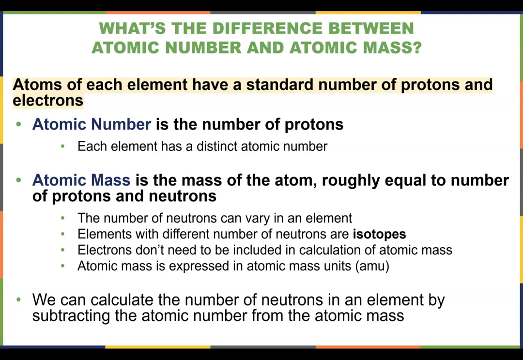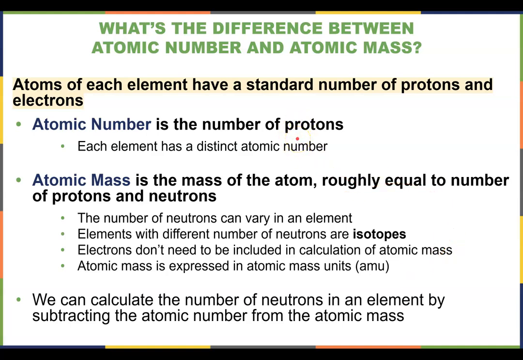Okay, so what's the difference between atomic number and atomic mass? You've probably heard these before and you probably got them mixed up, and that's totally fine because they sound so similar. So atoms of each element have a standard number of protons and a standard number of electrons. So that atomic number actually refers to that standard number of protons.